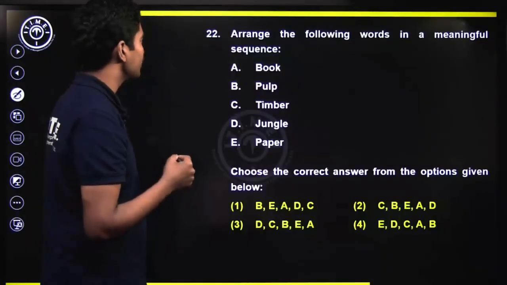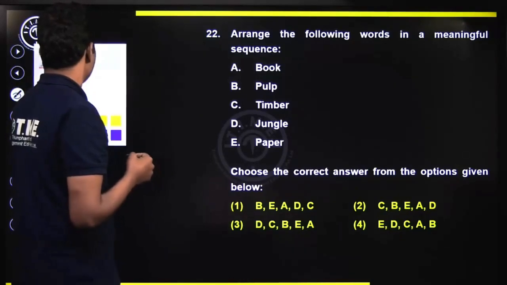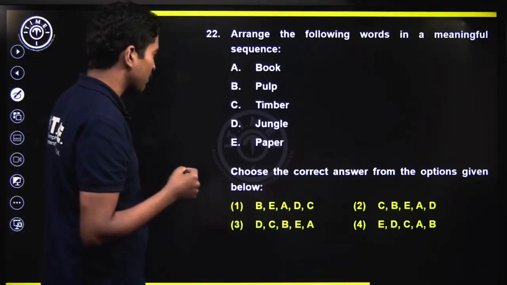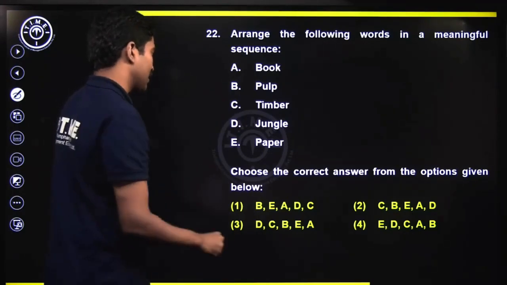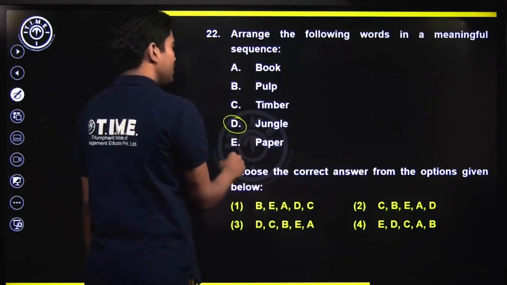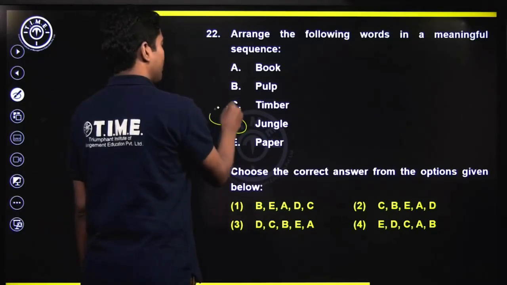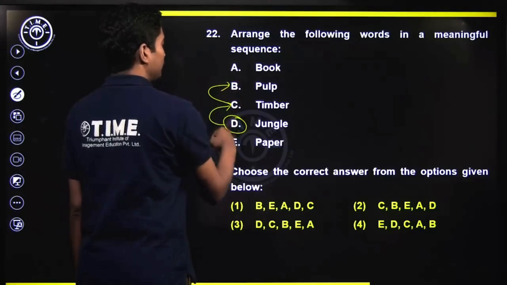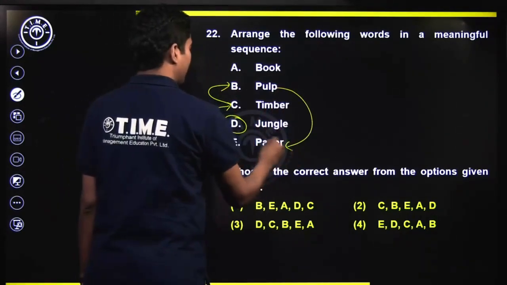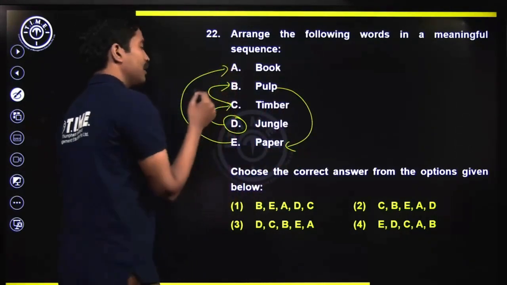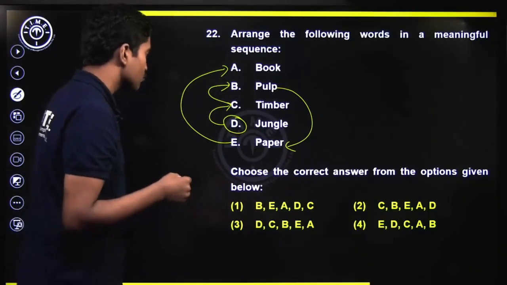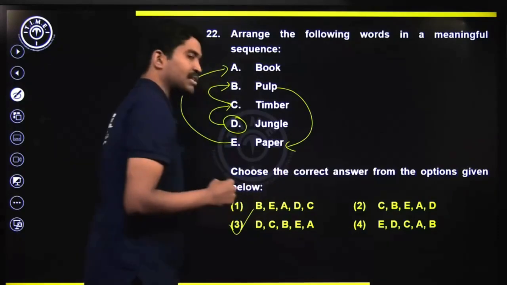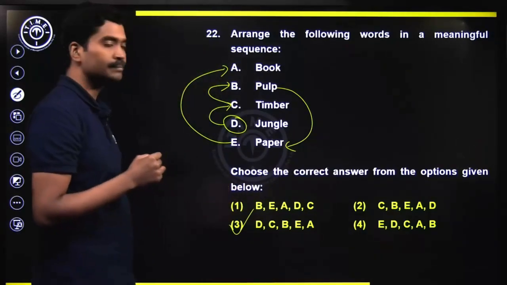Arrange the following words in a meaningful sequence. We have book, pulp, timber, jungle, paper. Alright, timber, jungle, they're related. From jungle, I get timber, right? From timber, I can get pulp. From pulp, I'll get paper. With paper, I'll make a book, right? So D, C, B, E, A. That would be option 3, D, C, B, E, A.